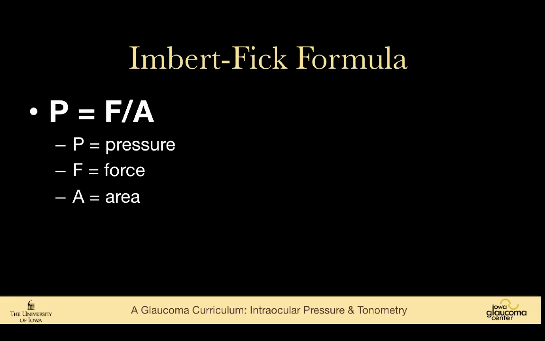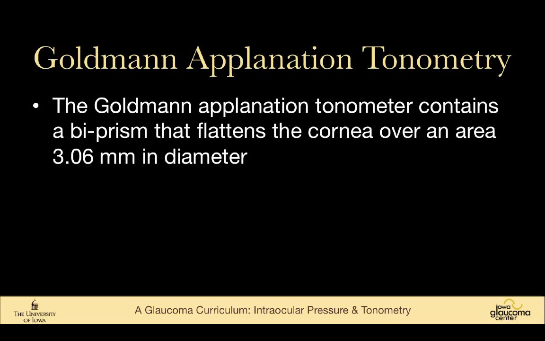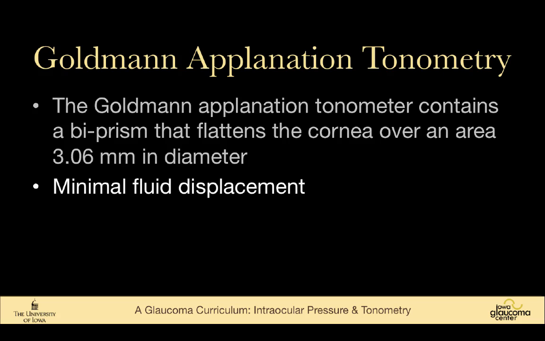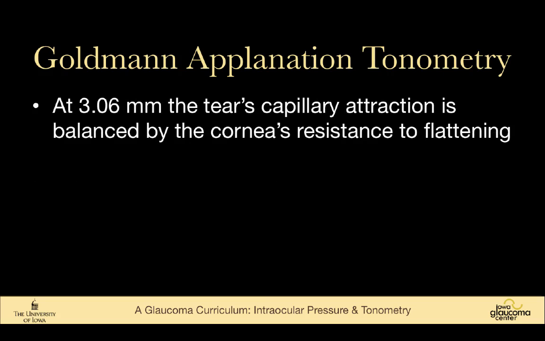And this is the Imbert-Fick Formula. Pressure is force divided by area. The Goldmann Applanation tonometer contains a biprism that flattens the cornea over an area of 3.06 millimeters in diameter. There's very little fluid displacement within the eye when the tonometry is being performed.